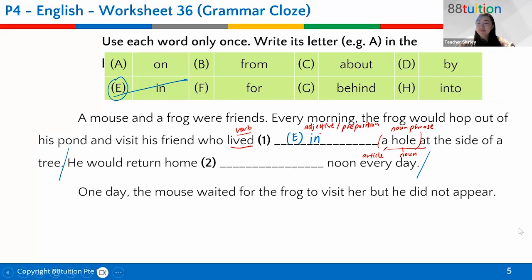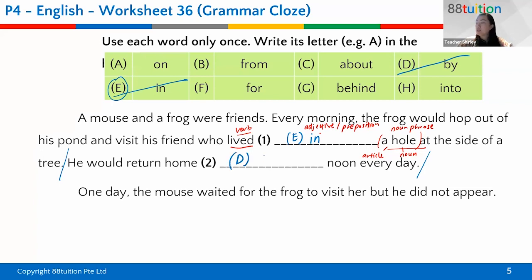Anyone? Let me see. We go by alphabetical order. J, K. Oh, Phoenicia volunteered. Okay, Phoenicia, next one. He would return home by noon every day. Very good. Yes. Okay, by noon.